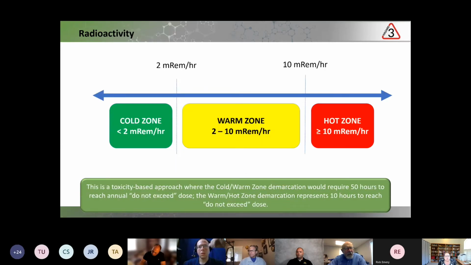The last one I want to talk about is also another toxicity-based approach, but it's based upon radioactive materials instead of chemical threats. And in this case, I just chose to use the public exposure limits, where we use 2 millirem per hour as the demarcation between cold and warm zone, and 10 millirem per hour for the warm to hot zone. And what that does for me is at the cold zone, we could have 50 hours in that zone before we reached our annual dose. Whereas up in the warm and hot zone, we'd have 10 hours to that do not exceed dose.